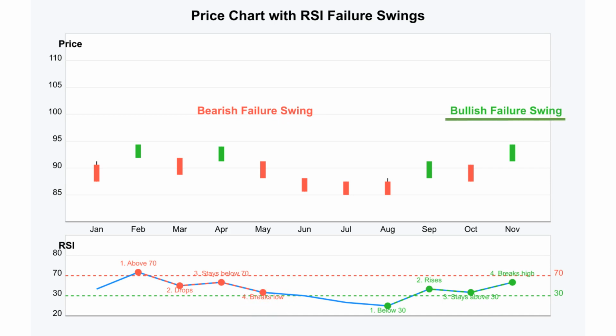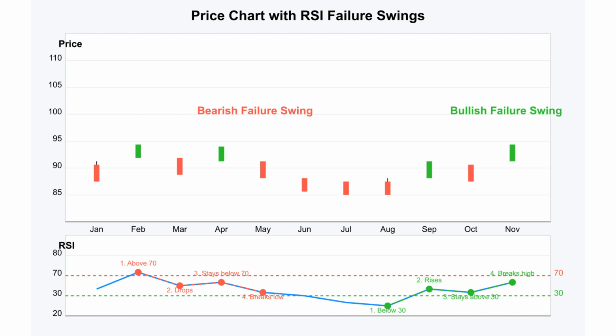For a bullish failure swing, from August to November in the chart, the bullish pattern mirrors this structure. RSI drops below 30 in August, marking oversold conditions, then recovers above 30 in September. When RSI dips in October but holds above 30, failing to retest oversold levels, it signals weakening bearish pressure. November's break above September's high completes the pattern, preceding the price recovery we see on the chart. These work because failure swings capture trend exhaustion and early momentum shifts.